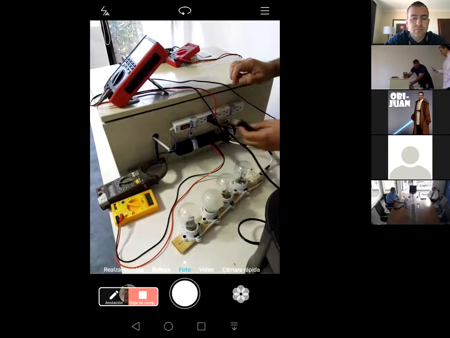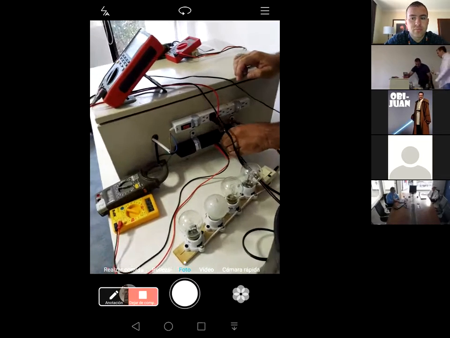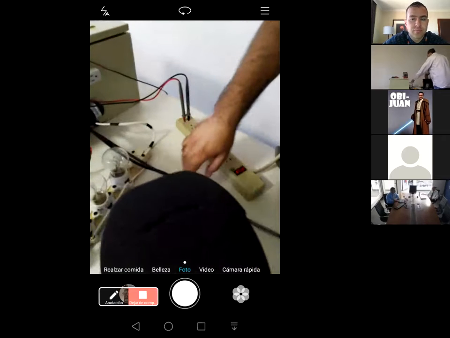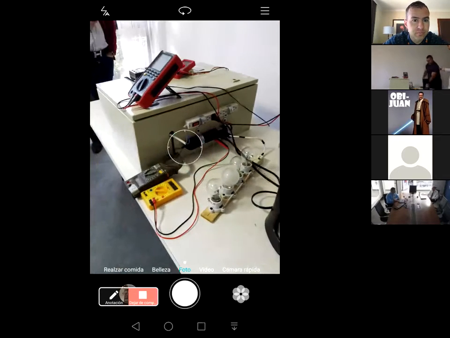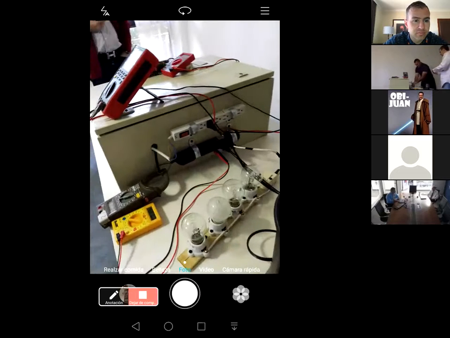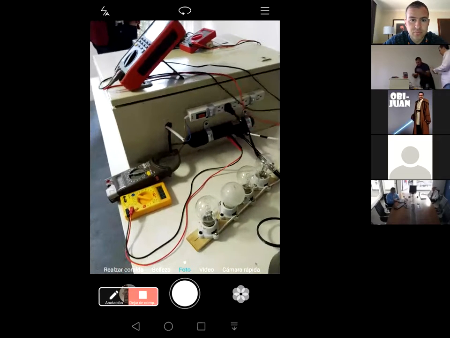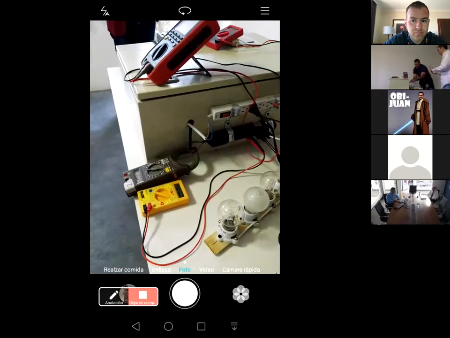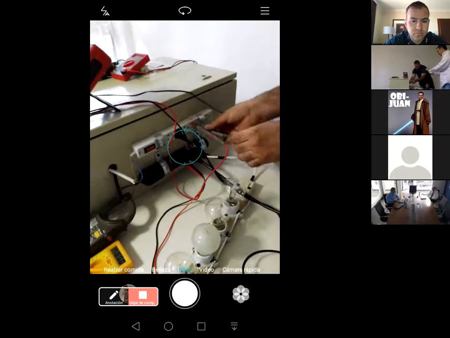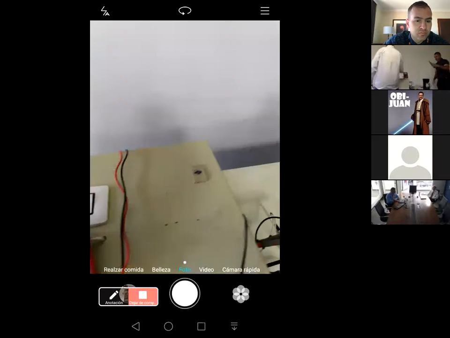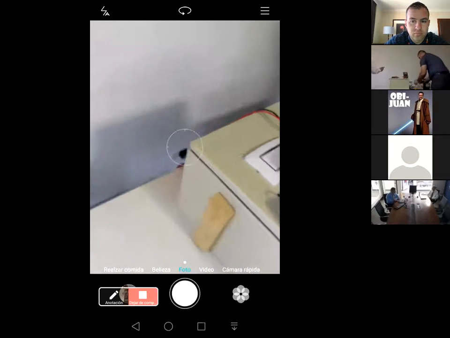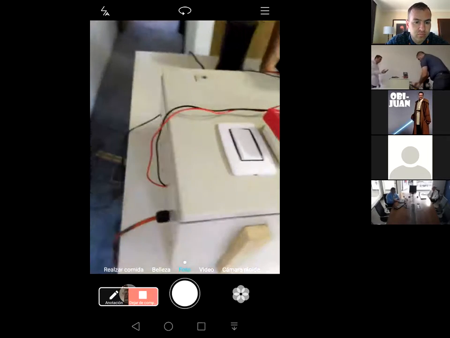Amps times voltage gives you the wattage being used, which is what you're charged by the electrical company. We lost it. Oh, there we are. You see it again? Now we're going to plug in our device.